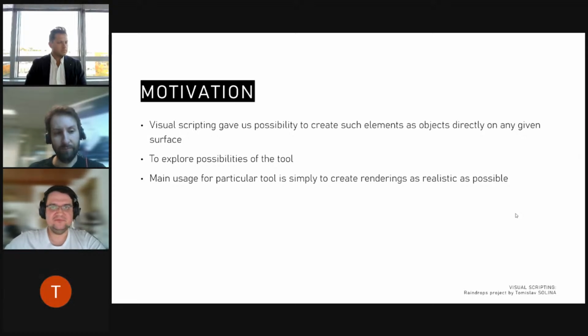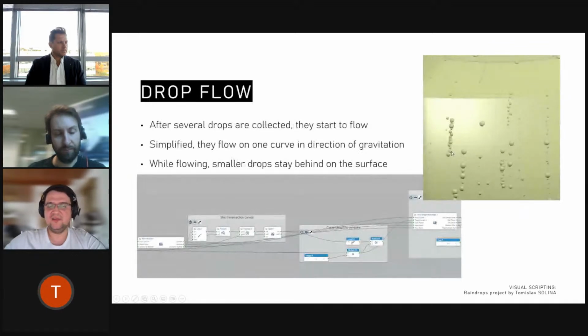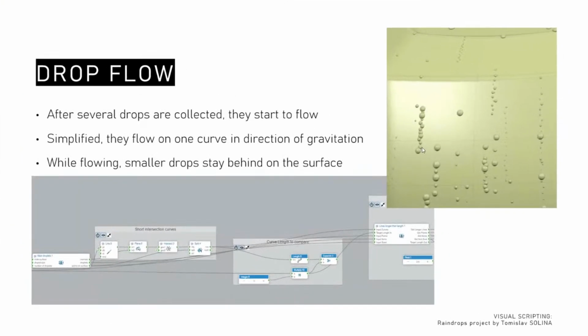Visual scripting gives us the possibility to work directly with the surfaces that are created by different teams. So we can work on existing surfaces. We don't have to prepare them in a specific way. We can directly use them. And with this, we can come towards the example itself.